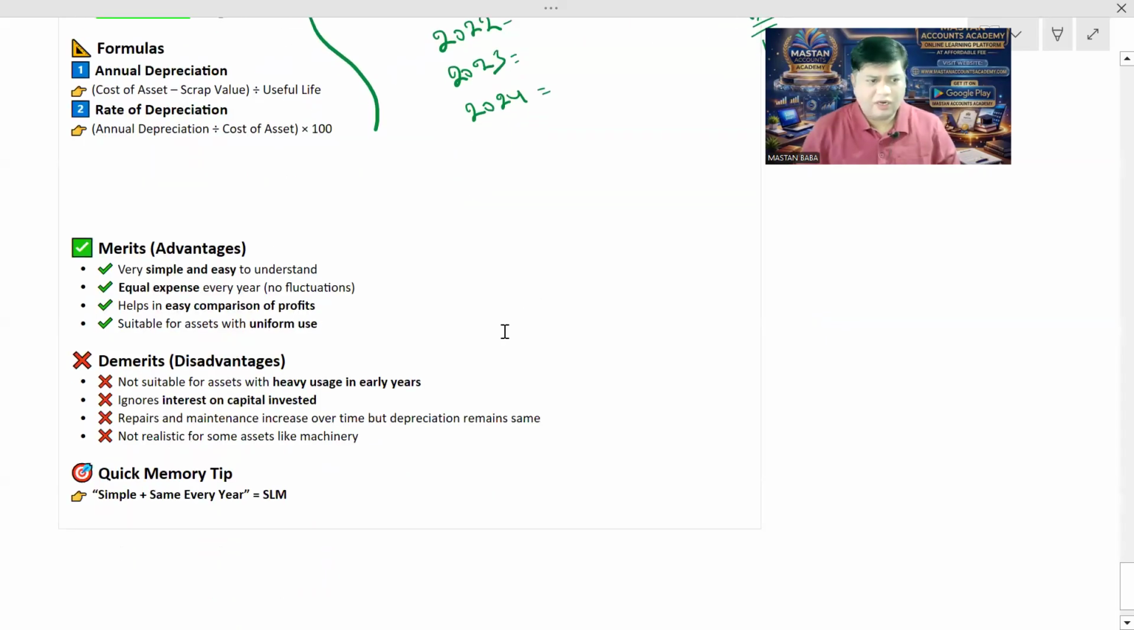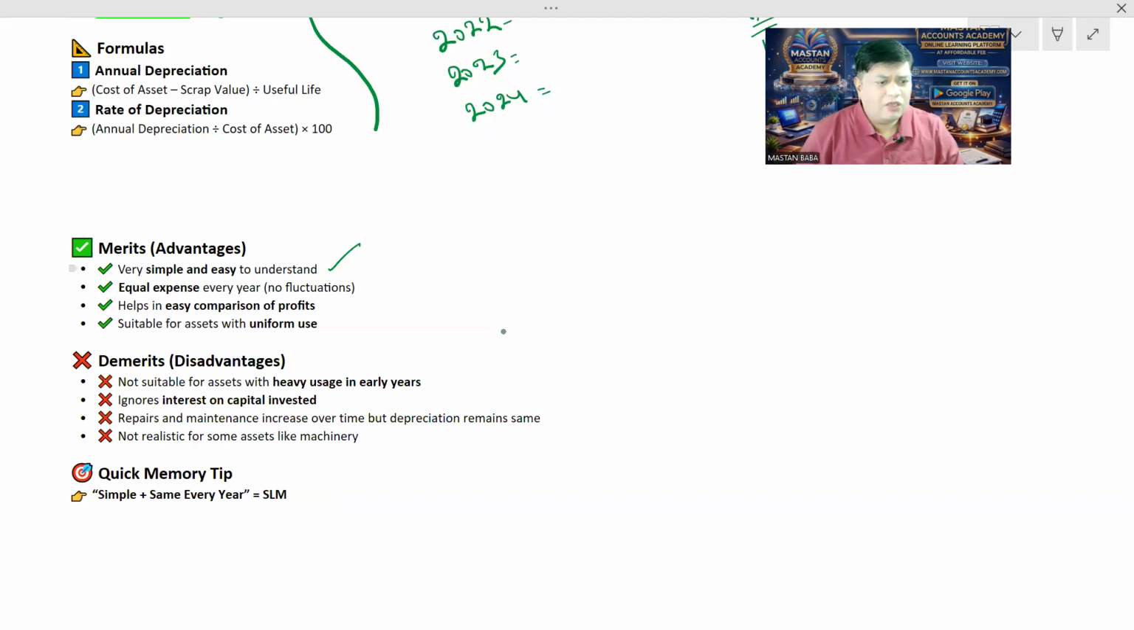Next one, what are the merits of this fixed installment method. It's very simple and easy to understand. 10 lakhs at 10% is 1 lakh. Full year, 1 lakh, 1 lakh, 1 lakh. Half year, 1 lakh into 1 by 2, that is 50,000. Quarter year, 1 lakh into 1 by 4, 25,000.